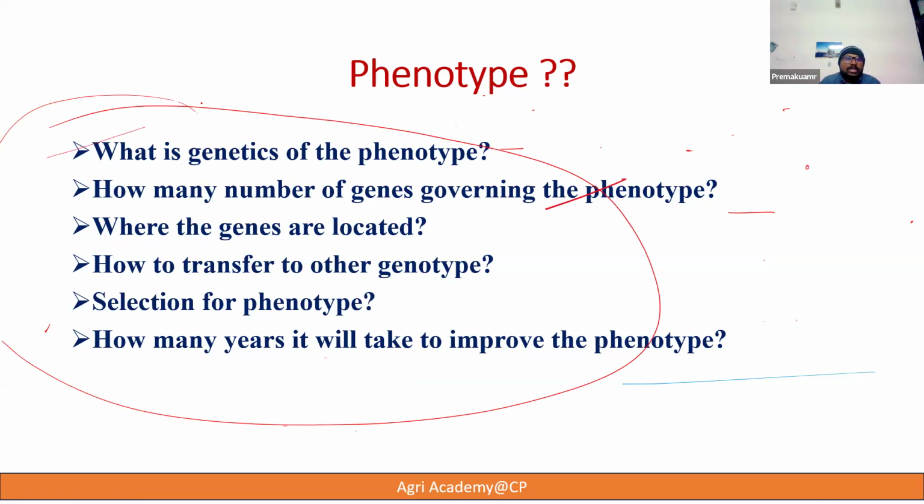First, we have to look at the genetics of the particular trait. How many genes are governing the particular trait, where the particular gene is located, how easy it is to transfer the particular gene from one genotype to another, what are the hurdles, the pros and cons of doing selection for the particular phenotype, what are the things we need to look at, and then what is the time required for improving the particular trait. These are the main things we need to understand before going to the breeding of any phenotype.